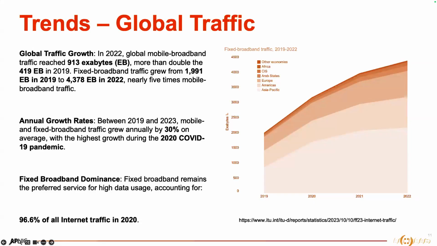And this increment happened within 2019 to 2022. That means 19, 20, 21, 22. So within 4 years, we can see a 30% increment of global IP traffic.